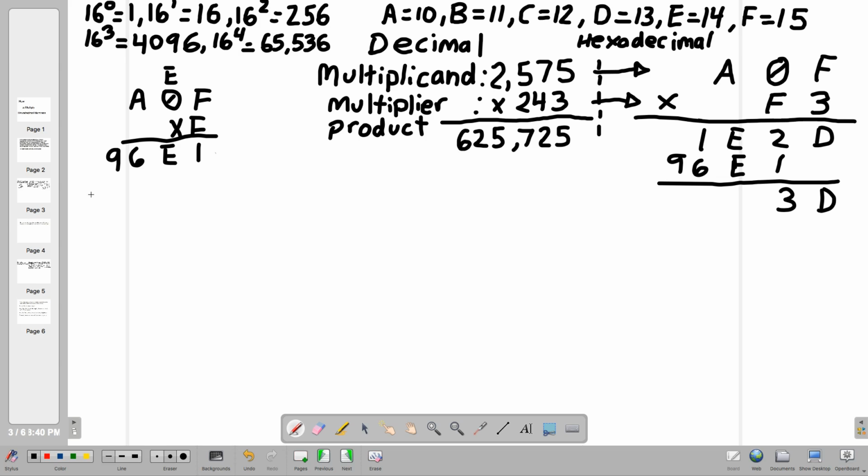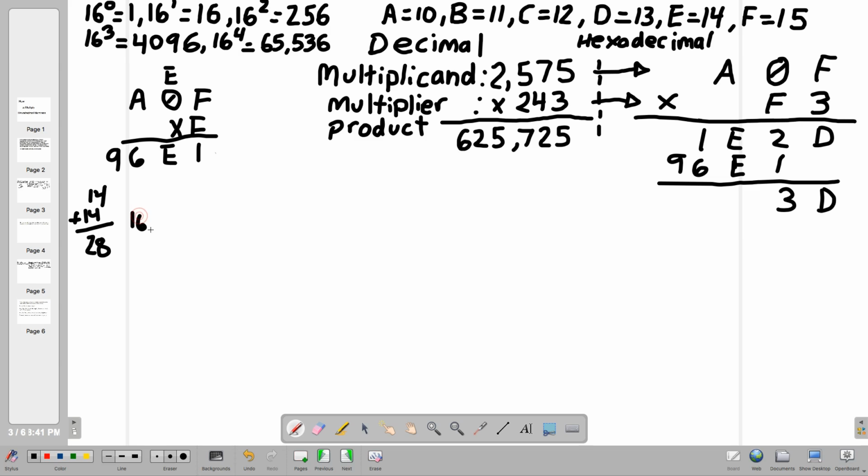So we have to consider this by converting it to decimal. So E is represented by the value 14. So it's 14 plus 14. And that's a value of 28. And so we want to convert that into hexadecimal.